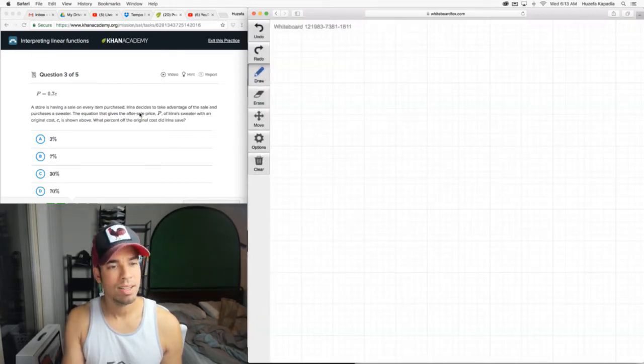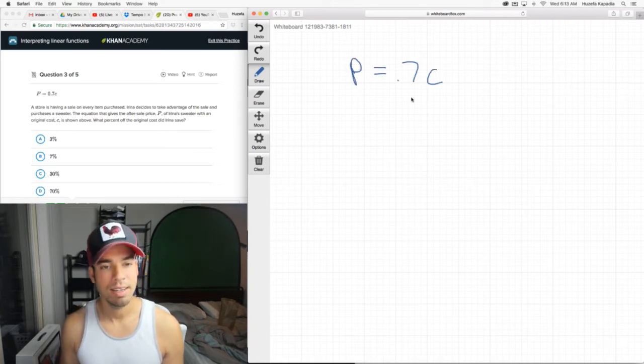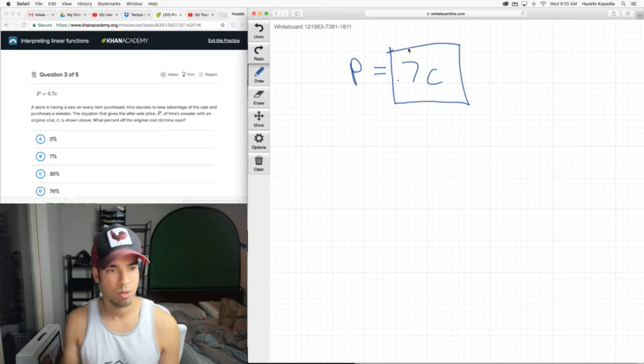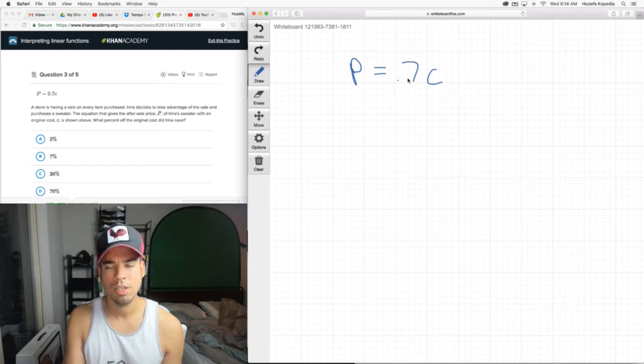A store is having a sale on every item purchased. Okay, let's see. P equals 0.7C. Irina decides to take advantage of the sale and purchases a sweater. The equation that gives the after-sale price is this, where Irina started with an original cost of C. So originally it cost whatever C is, and the new sale price is P. What percent off the original cost did she save?